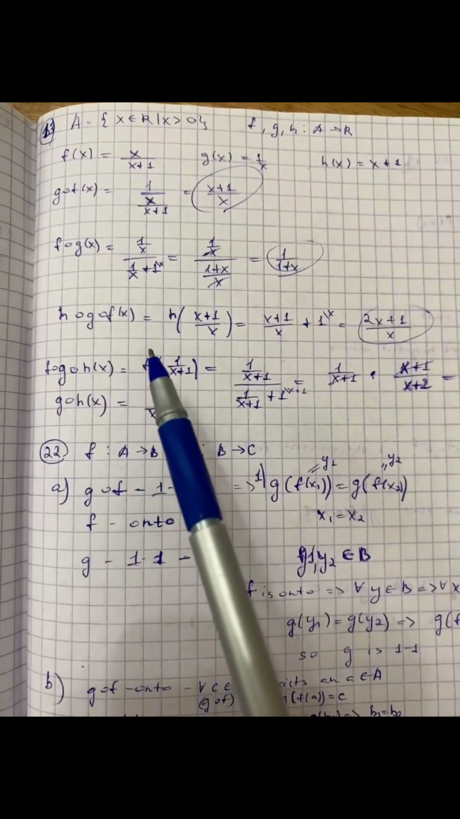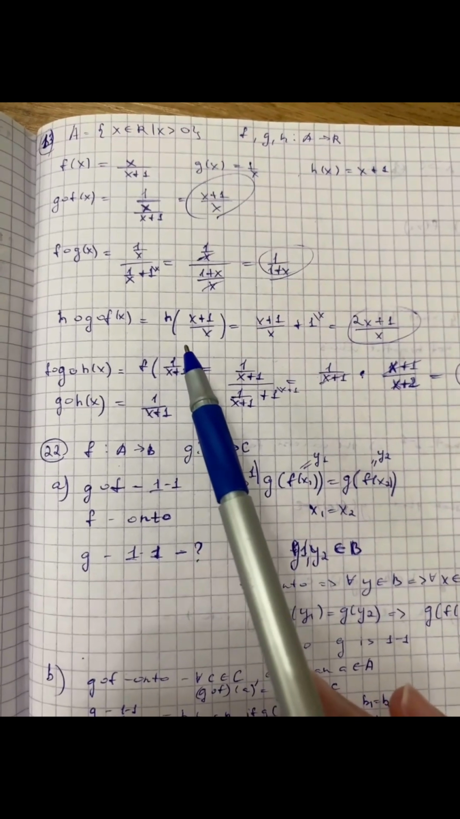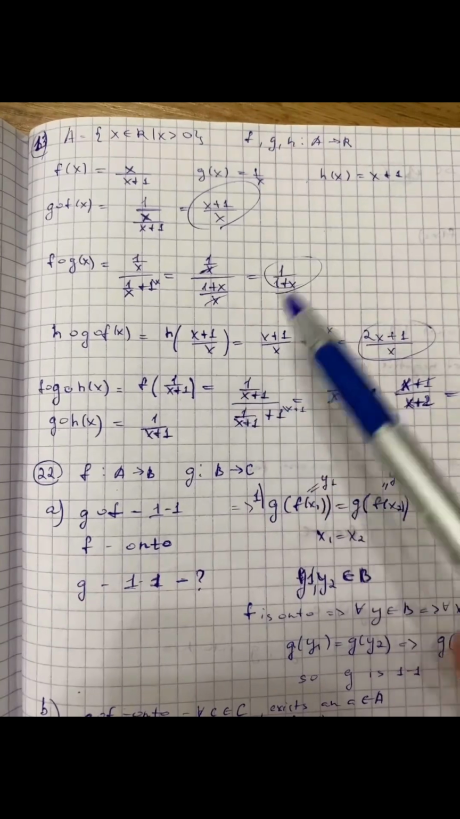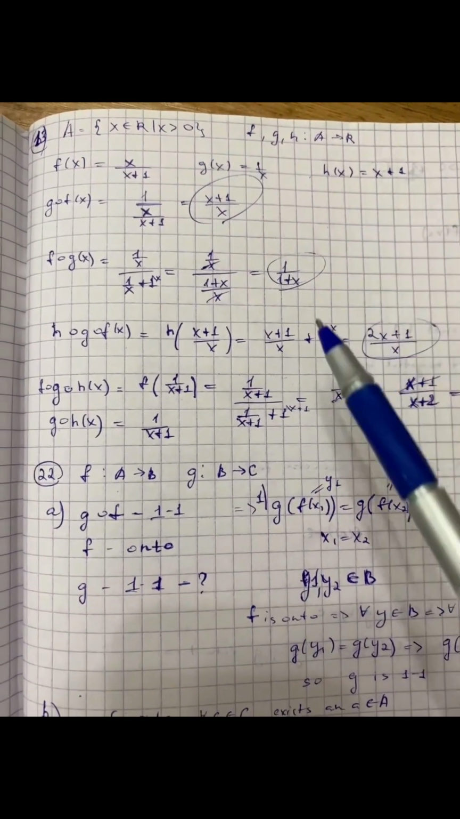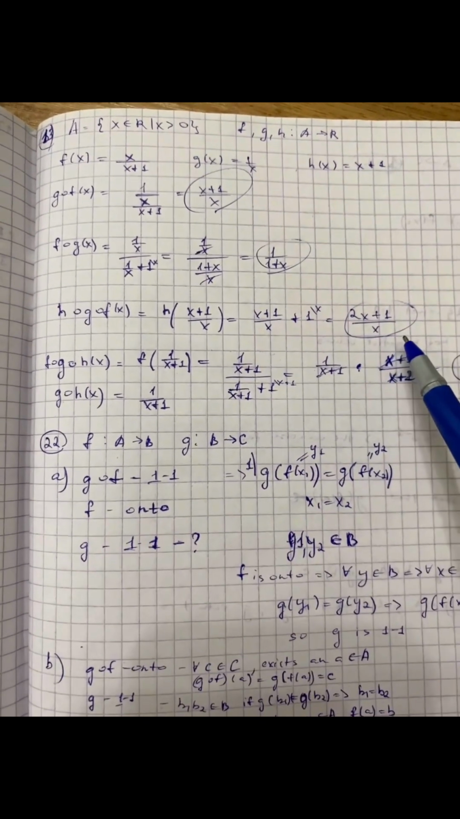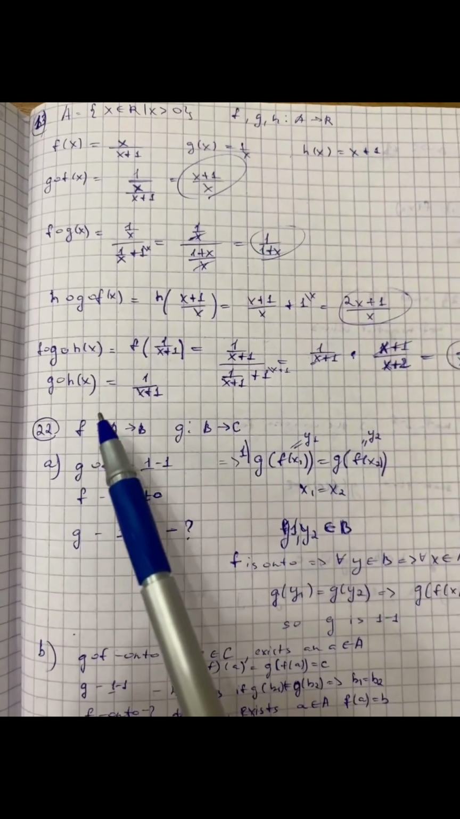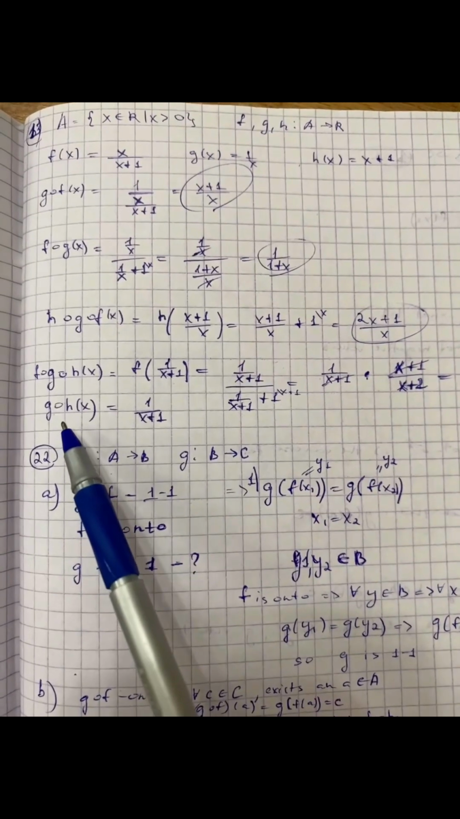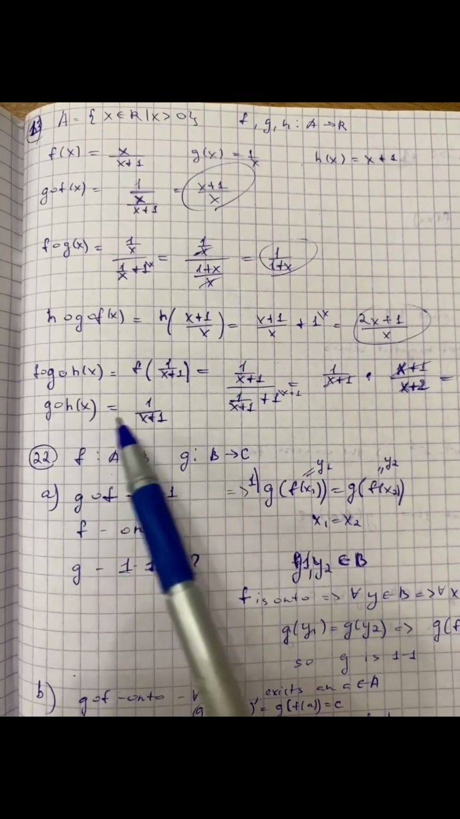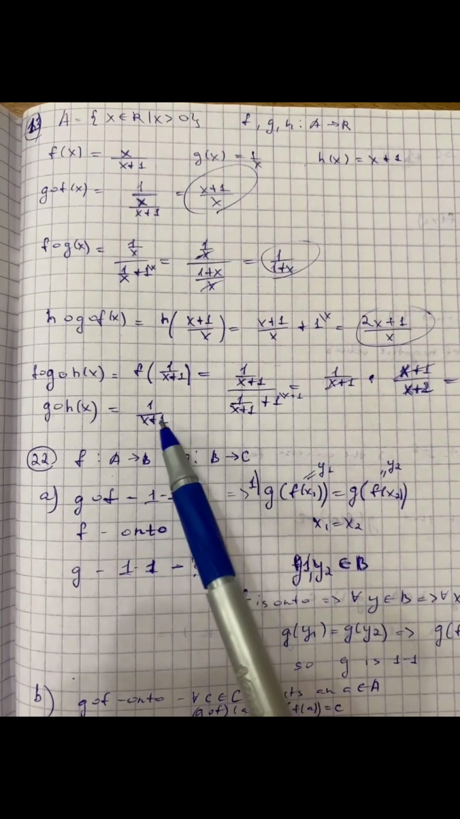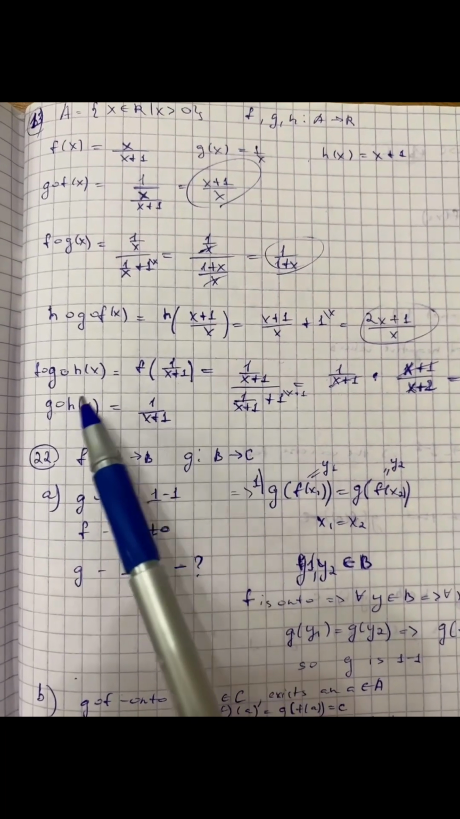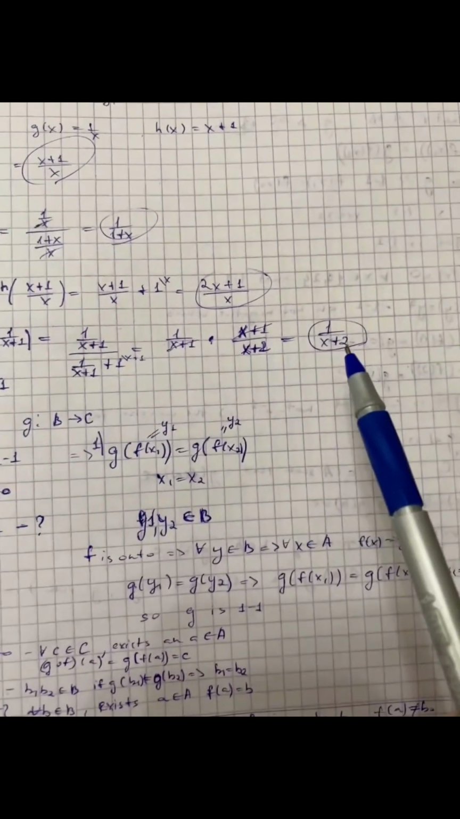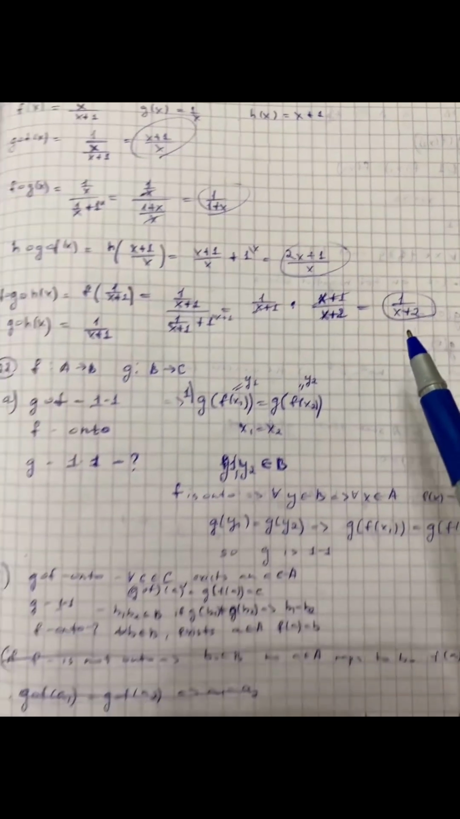And for this one, like the other ones, we get this and input it for h of x and get 2x plus 1 over x. And for the last one, we found j composition x, and it was 1 over x, and input it as the x of f, and at the end we get 1 over x plus 2.